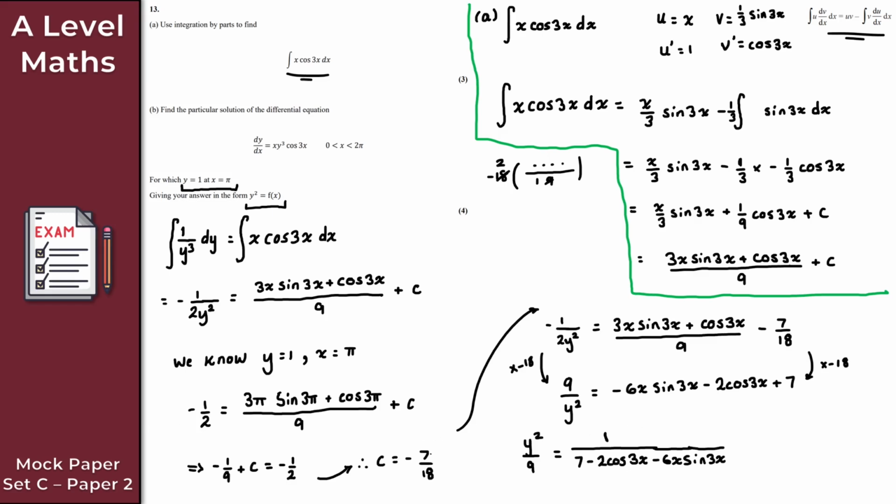Now I've got y squared over 9. So if I times 3 by 9 here, the 9 just disappears. And then I'll also erase it here on this side. 1 times by 9 is just 9, right? I get y squared is equal to 9 all over 7 minus 2 cos 3x minus 6x sine 3x there. Perfect. There we go. So it's now in this form here. Y squared is equal to f of x.